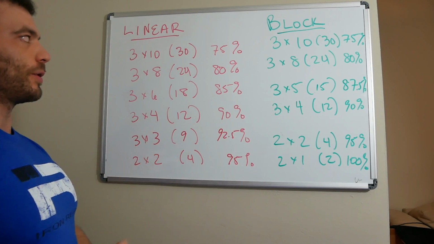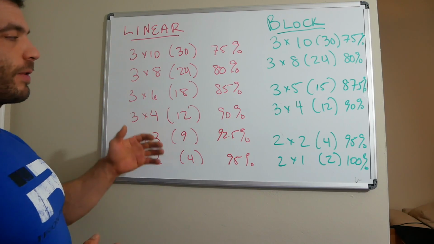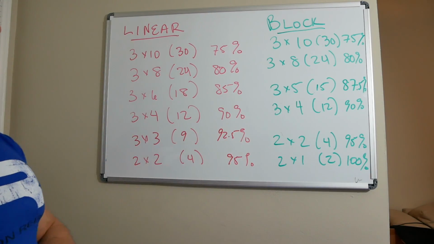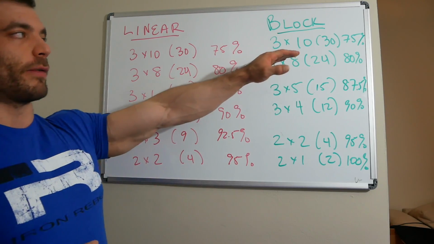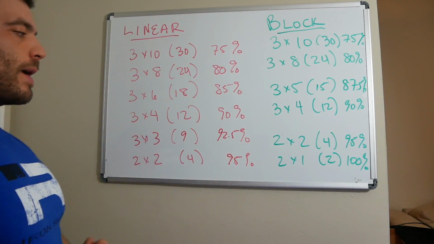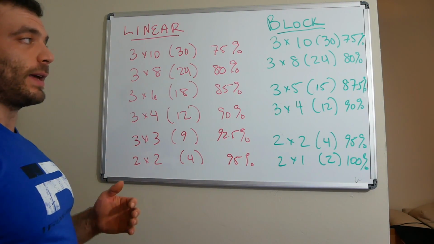The linear periodization: we're gradually moving from 75% to 95% and from 30 reps to 4 reps over the course of a 6-week training cycle. On the right, we have the block periodization. We're also moving from 30 reps at 75%, and we're going to 2 reps at 100%. Now, for the first week and the last week, there's almost no difference, but we'll see that in between, there's some variations.